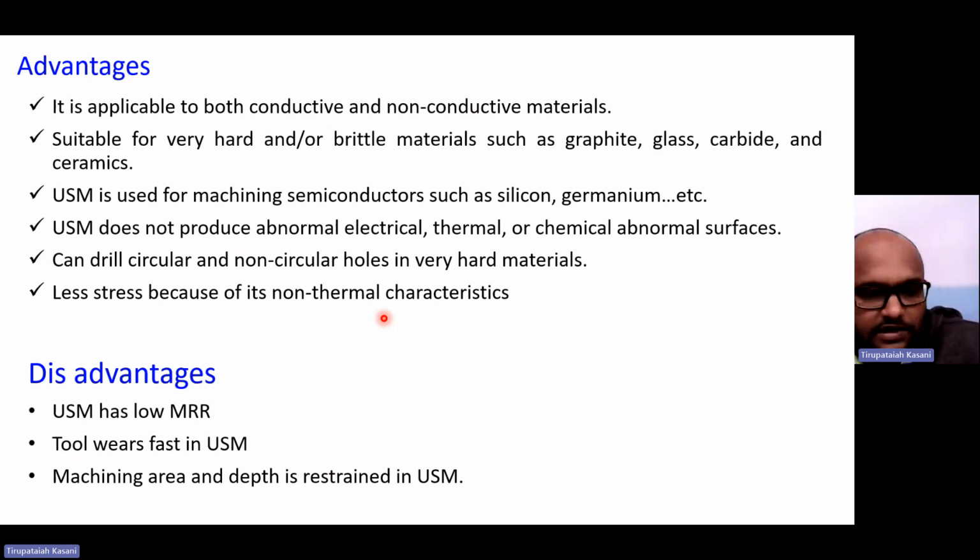And finally, when it comes to the disadvantages, USM has a lower material removal rate. Why? Because here also we can control the size of the abrasive particles. Here also the same standoff distance we can control. And the tool wears fast in ultrasonic machining. As I already told you earlier, if the tool is a ductile material, we can improve the life of the tool. Machining area and depth are restrained in USM, ultrasonic machining.